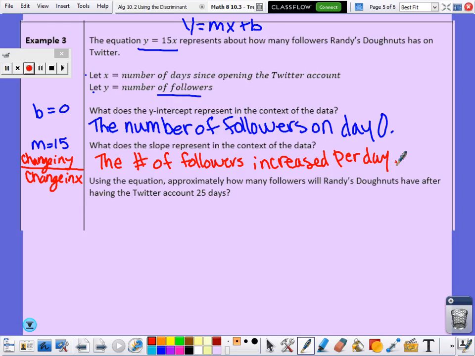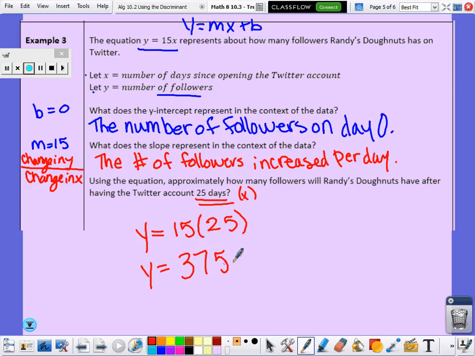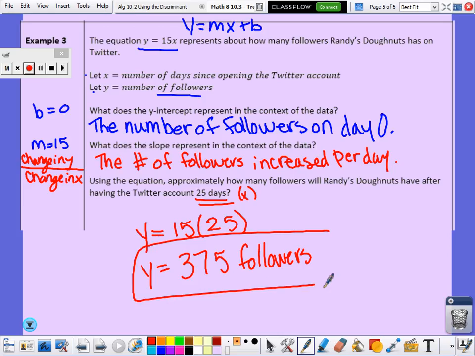So if we use this equation, approximately how many followers will Randy's Donuts have after having the Twitter account for 25 days? Well, days, that is our x variable. So we're going to take our equation, we're trying to solve for y. 15 times, how many days? Oh, 25 days. 15 times 25, that's 375 followers. So that's how we can use our equation to predict the future. We're predicting how many followers he'll have in 25 days.